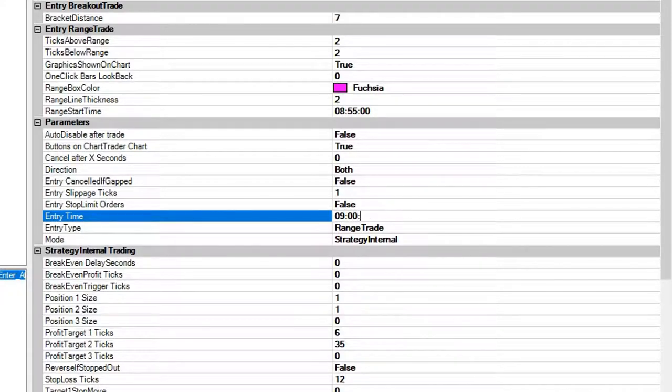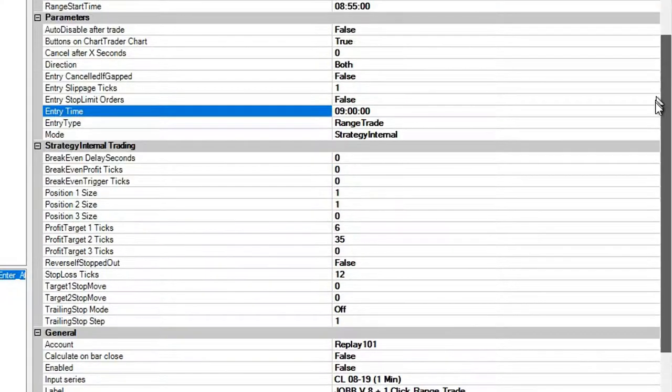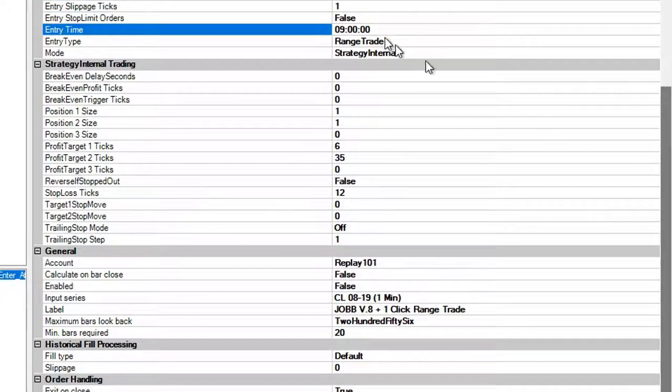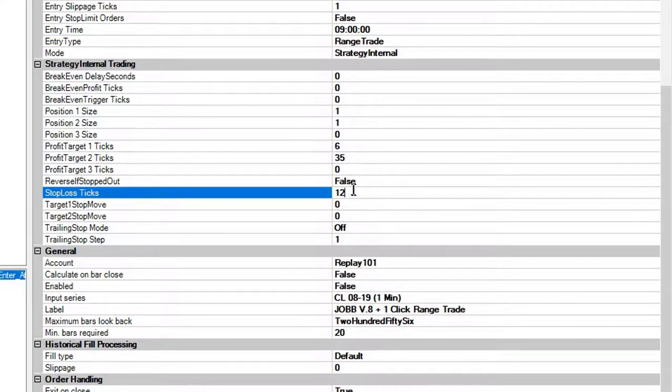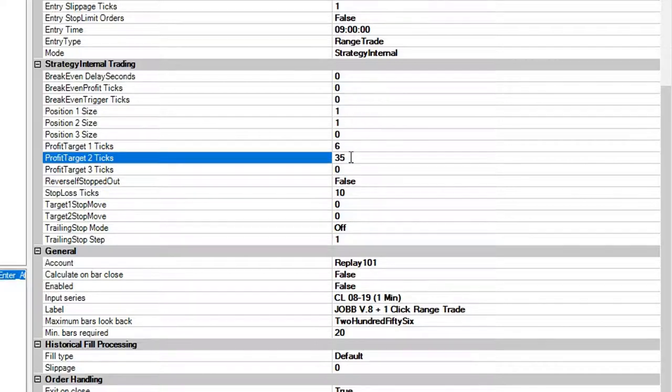If oil breaks above that range by two ticks, or below the range by two ticks, remember, we're just filling in the blanks for these trades. For our setup, you have to make sure that it's called the range trade. Entry type, that's the setup. It's set for a range trade. And then you also set up your targets and your stop. Our stop loss is 10 ticks. Our target one is 6 ticks. Our target two is 15 ticks, okay?